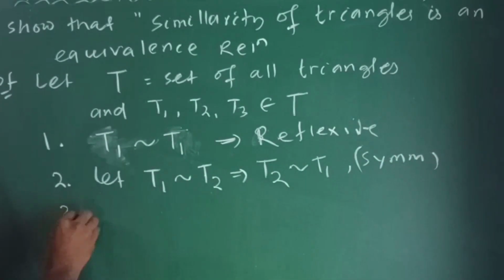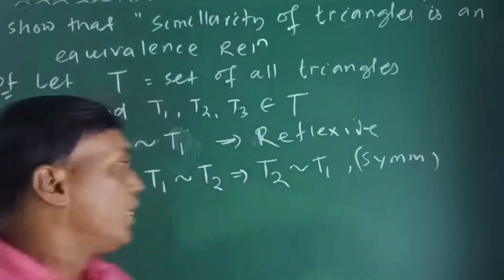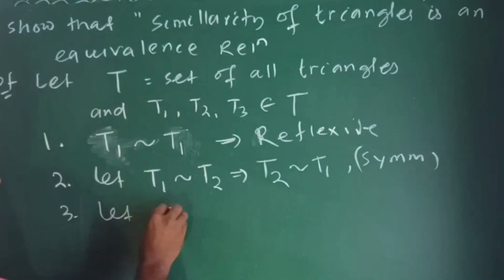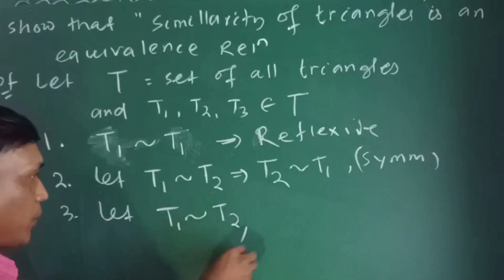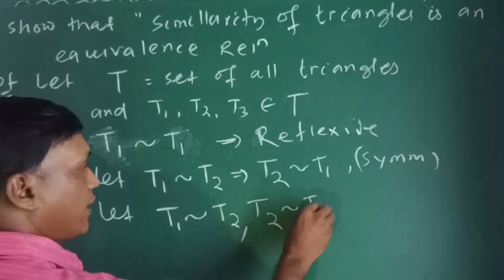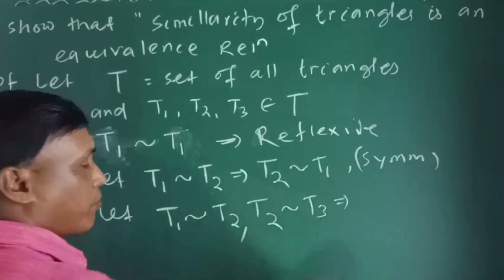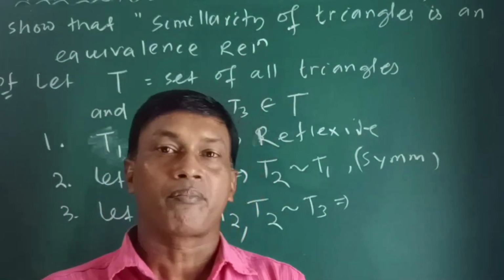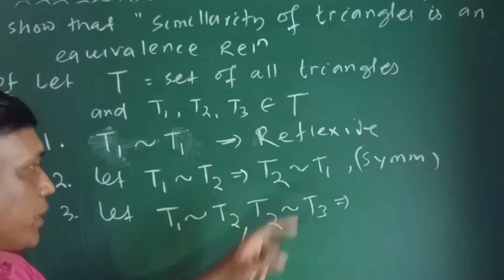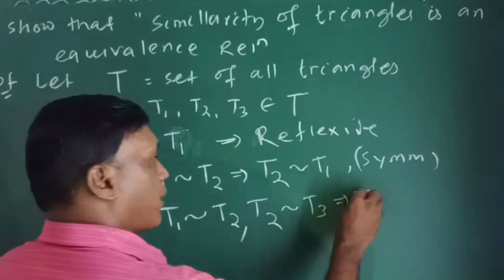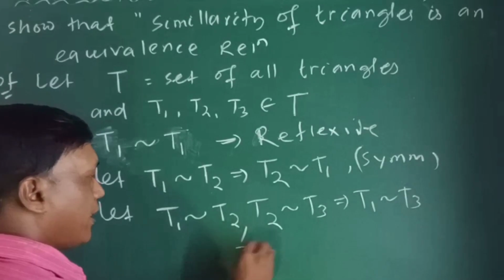Next, to show transitive. Transitive means A related to B, B with C, then A with C. Let T1 be related with T2. The relation here is similarity. T2 has a relation with T3. That means T1 is similar to T2, T2 is similar to T3, which implies, from the condition of similarity of triangles, if T1 is similar to T2, T2 is similar to T3, then T1 is similar with T3. So this shows the relation is transitive.